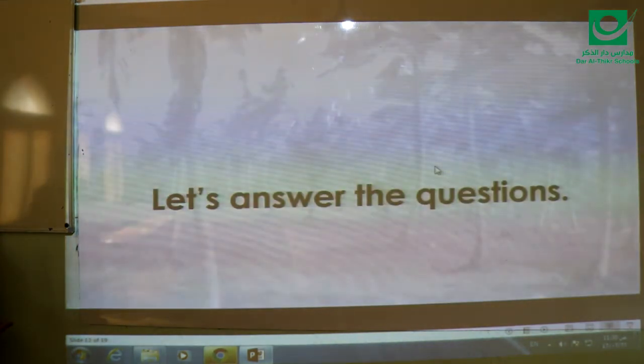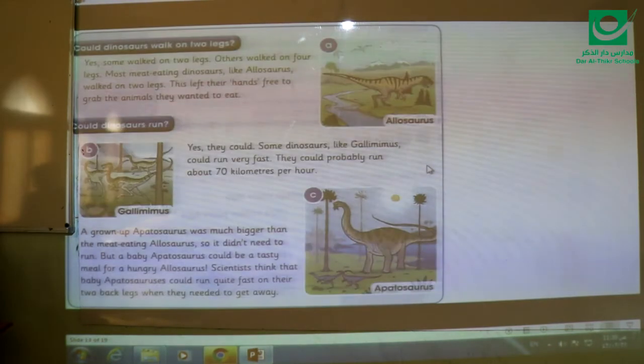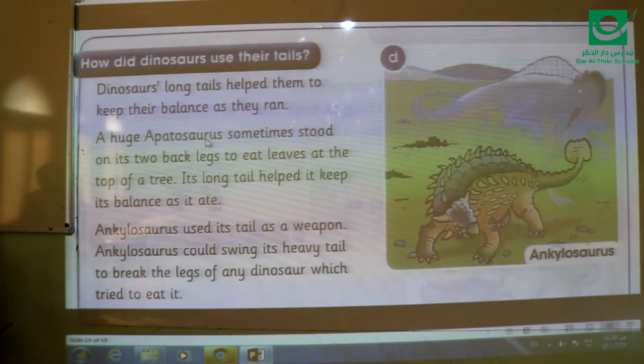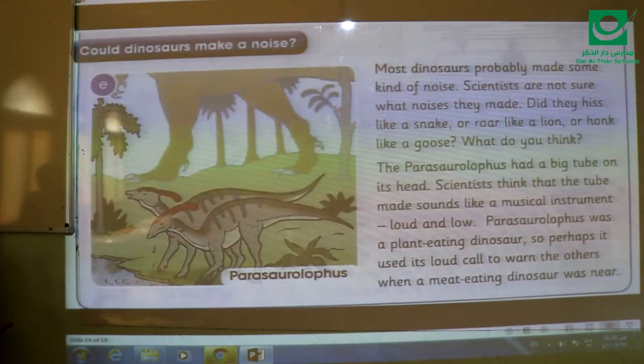Okay, let's answer the questions. We answered the questions already. Could dinosaurs walk on 2 legs? The answer is yes. Some did. Others walked on 4 legs. Could dinosaurs run? Yes. Okay, here is the question: how did dinosaurs use their tails to balance and as a weapon? Okay, could dinosaurs make a noise?